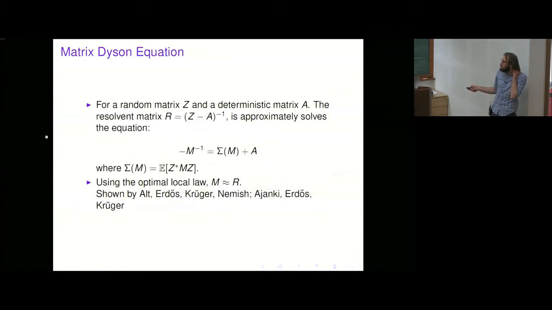And so in their optimal local law, it was shown that the solution to this matrix Dyson equation well approximates this resolvent matrix. And this was shown by Alt, Erdős, Krüger, and Schröder, building on work of Ajanki, Erdős, and Krüger. Okay, so this is how we're going to study resolvents of random matrices.